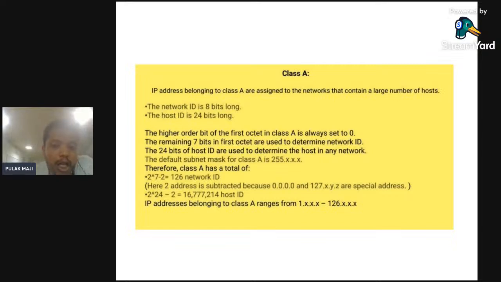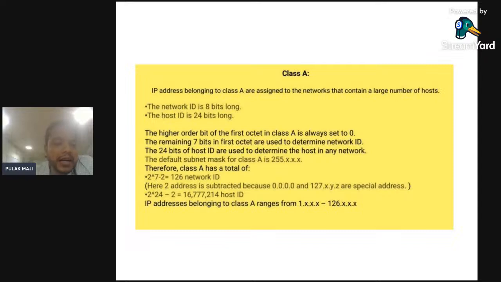Sir, what is the subnet mask? Subnet mask means whichever octets are reserved for the network ID. In class A, how many octets are reserved for the network ID? First octet. First octet means how many bits? 8 bits. So in that first octet, if I put eight 1s, 1 2 3 4 5 6 7 8, what is the value of eight 1s, from binary to decimal? It's 255. So that's why 255.